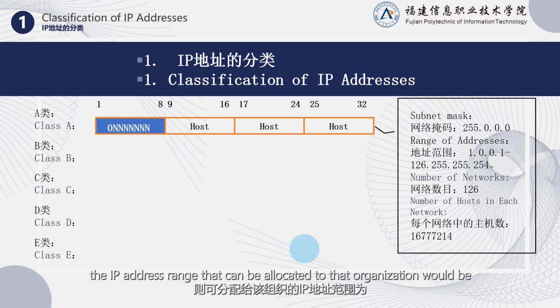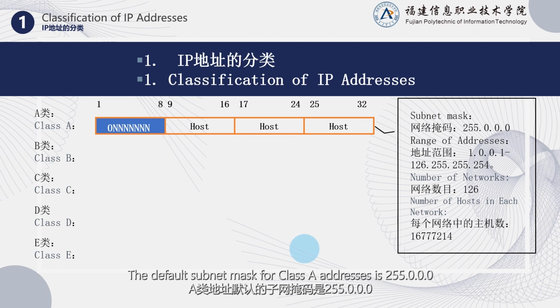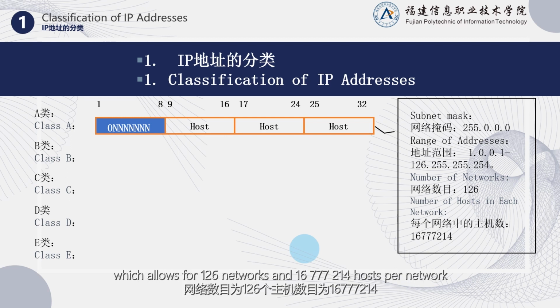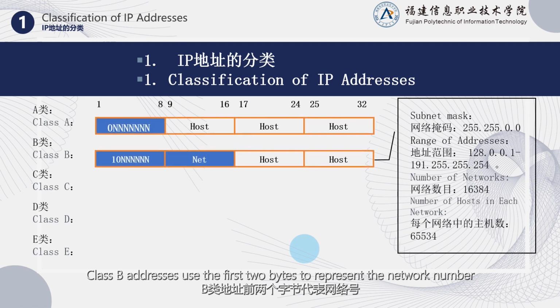For example, if an organization is assigned a network ID of 61, the IP address range that can be allocated to that organization would be 61.0.0.1 to 61.255.255.254. The default subnet mask for Class A addresses is 255.0.0.0, which allows for 126 networks and 16,777,214 hosts per network.